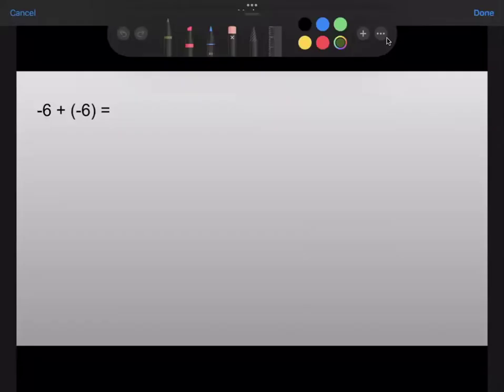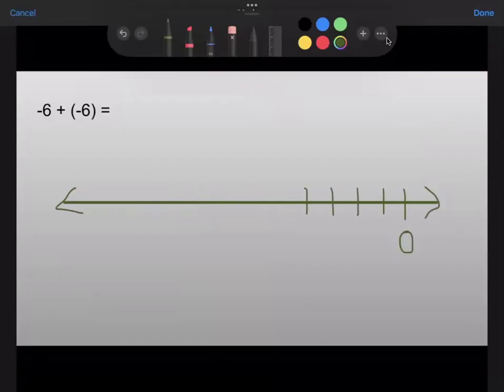Okay, here's our next one. We're going to do -6 plus -6. For this one, I'll show it on the number line. So I'm going to go ahead and make a number line here. I'm going to put 0 over here. 1, 2, 3, 4, 5, 6. So here is -6. That is the starting point, the first number in the equation.